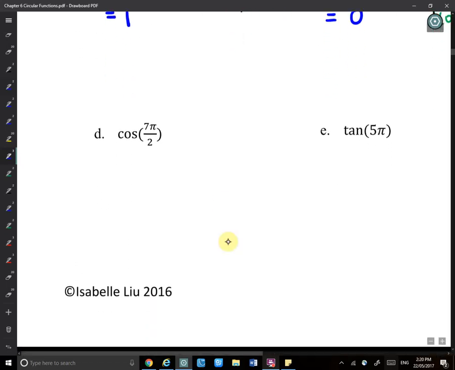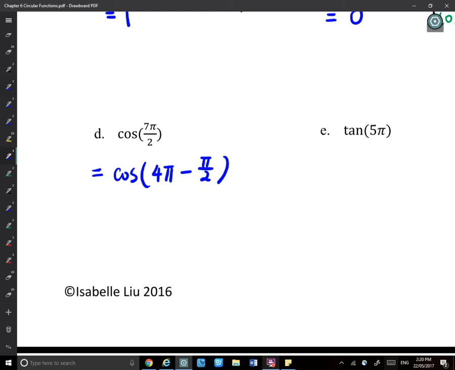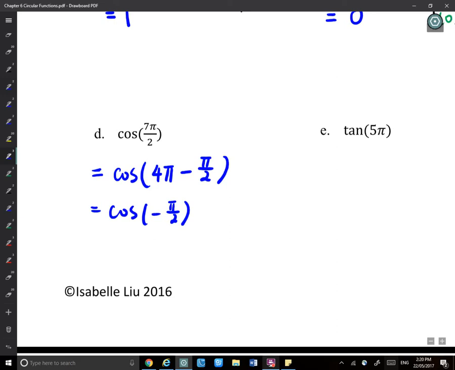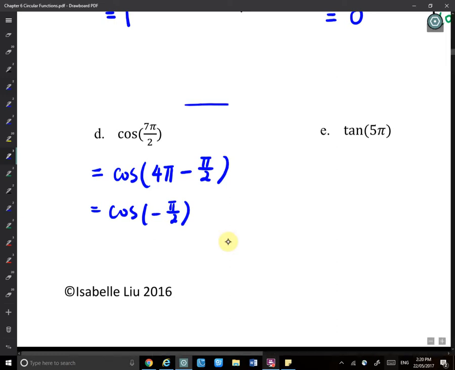Okay, it's cosine 7 pi over 2. So I can say that's cosine of 4 pi minus pi over 2. Why do I use 4 pi? Because I want a multiple of 2 pi. So that is equivalent to cosine negative pi over 2. I can get rid of the 4 pi. So negative pi over 2 is this angle here. Going that direction, that is 0, negative 1. So cosine negative pi over 2 will be 0.